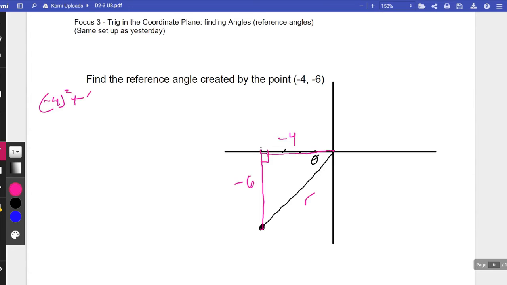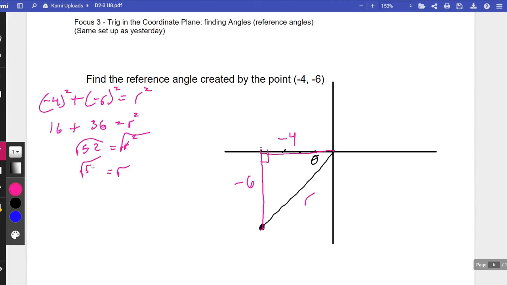So -4 squared, -6 squared, those are the legs of the triangle. A squared plus b squared equals c squared. 16 plus 36 is 52. And 52, it's not a perfect square. We square both sides, we get r. I'm going to say just leave it as square root of 52 for now.